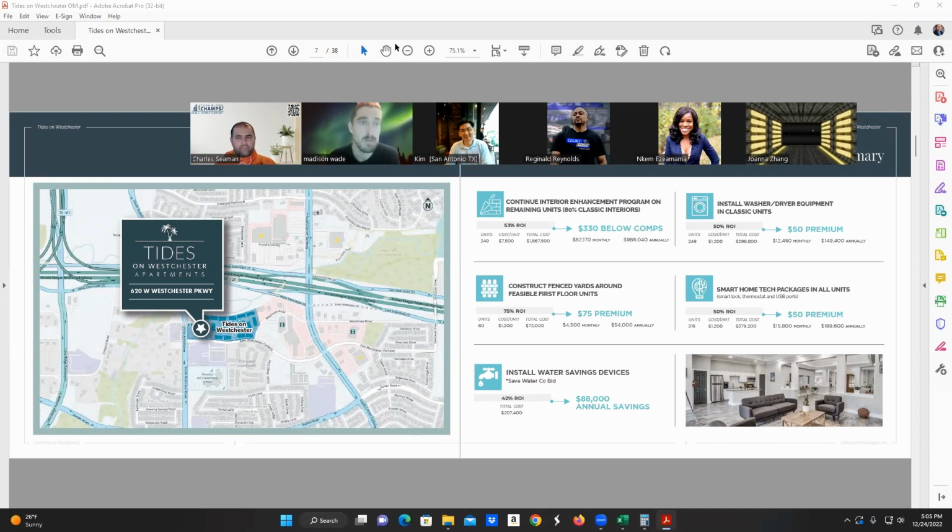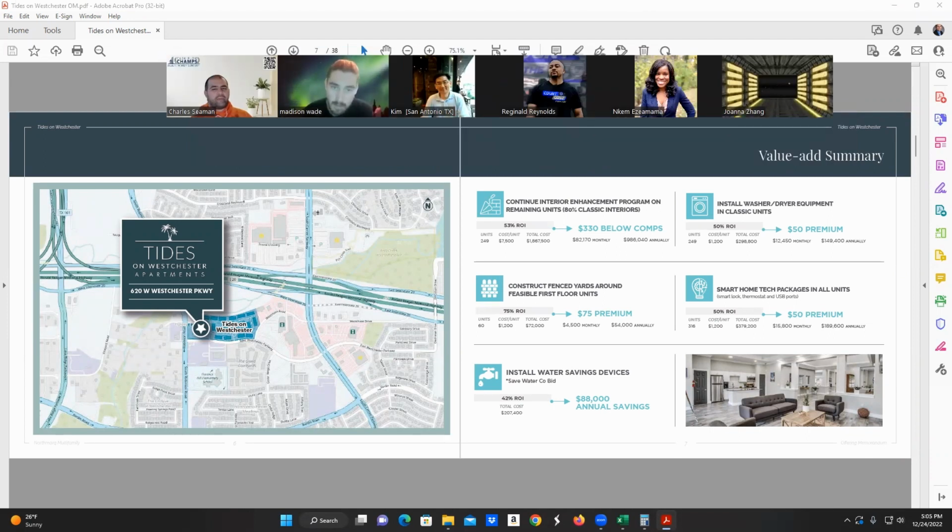And let's take a peek here. So we have some more information throughout the OM. With this stuff here, we're talking about some of the value add summary. They're telling us here that we could continue the interior enhancement program on the remaining units, construct fenced yards around the first floor units, install water saving devices, smart tech packages, washer dryer equipment. And they also give us kind of a budget for what each of these things would look like. So this will actually be helpful as we put together our CapEx budget in a little bit. So we'll come back to this.